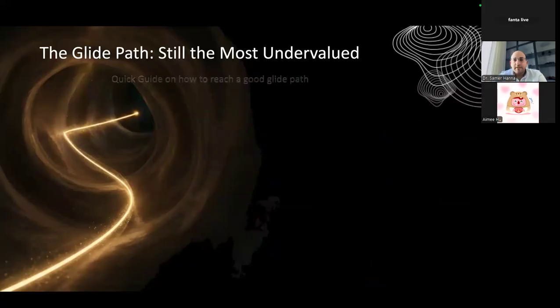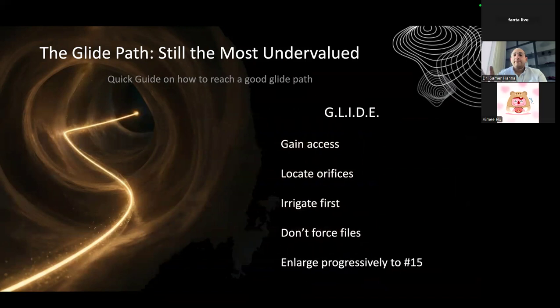To make it easier to remember, here's a quick way: GLIDE. Always remember the word glide. So gain access, locate orifice, irrigate first, don't force files, and then enlarge progressively to file number 15. So always remember the word glide, and then you will remember the steps of how to achieve a good glide path.